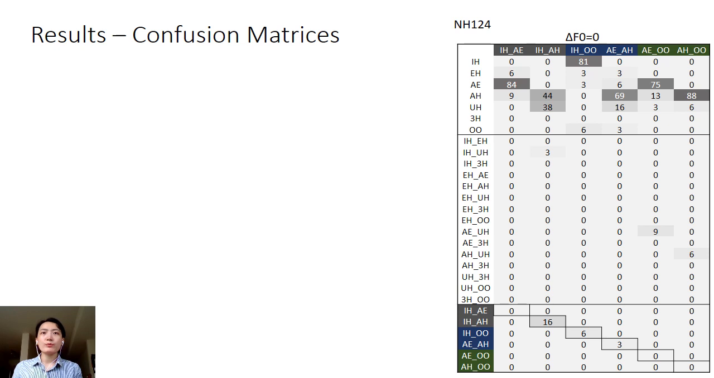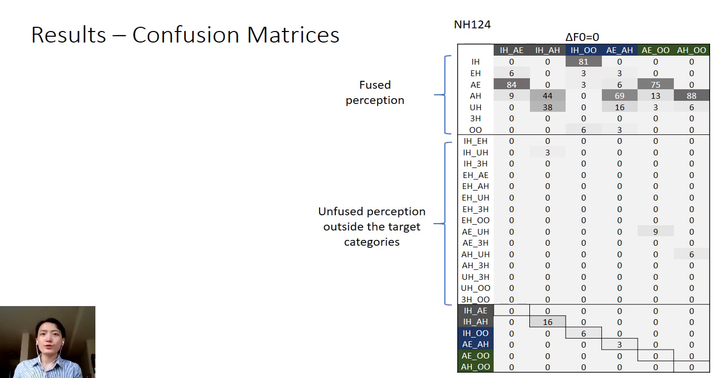Therefore, the confusion matrix can be divided into 3 parts. The first part indicates that the subject had fused perception because only one vowel was selected in response to the dichotic vowel pair. The second part indicates unfused perception outside the target categories. The third part indicates unfused perception within the target categories. However, only the boxed cells mean that the subject correctly identified both vowels in the vowel pair.